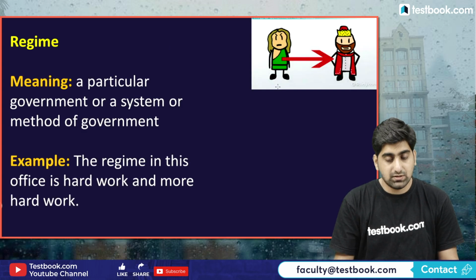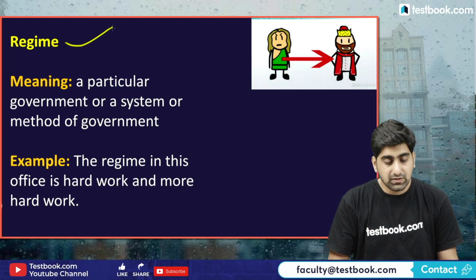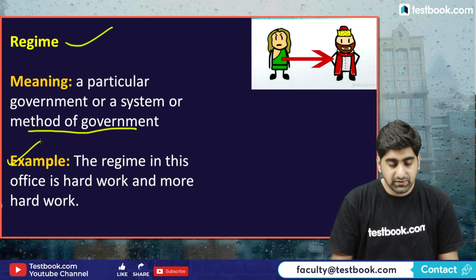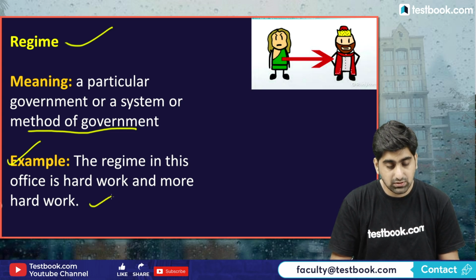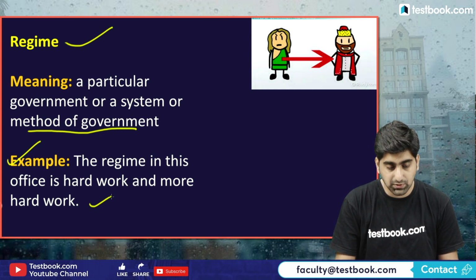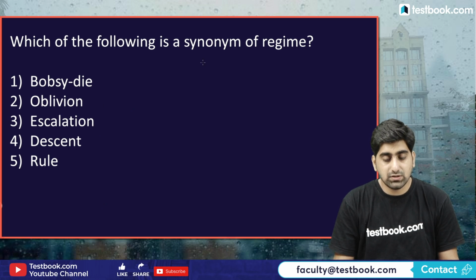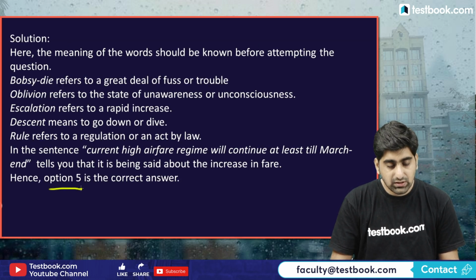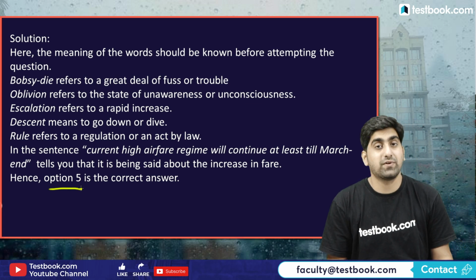बढ़ते हैं next word पे, that is regime. Means a particular government and a system and a method of government, that is called regime. So the regime in this office is hard work and more hard work, and this is how you can see how we work. The method of working is hard work. And the question is, the synonym of regime will be what? Obviously rule. And this is how we can answer the correct answer as option choice number 5.